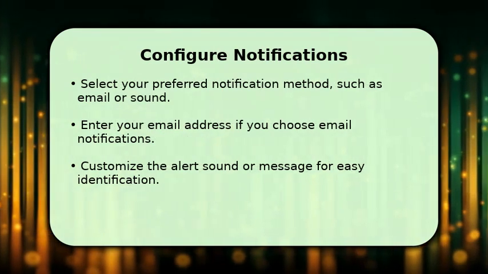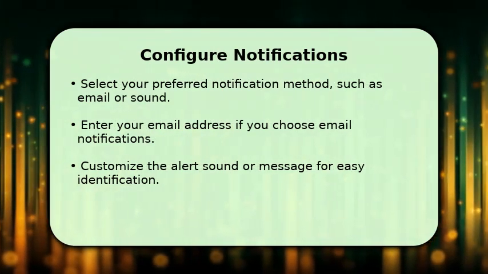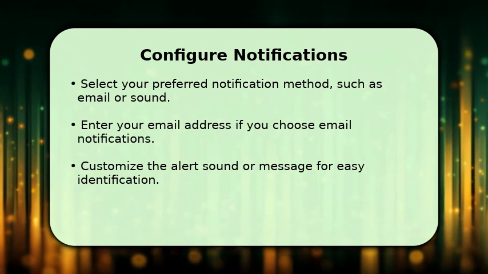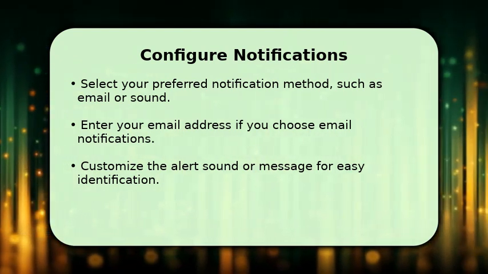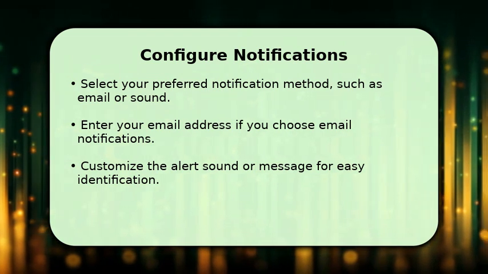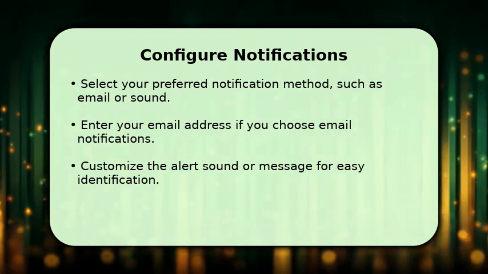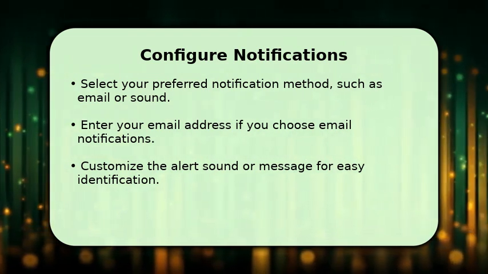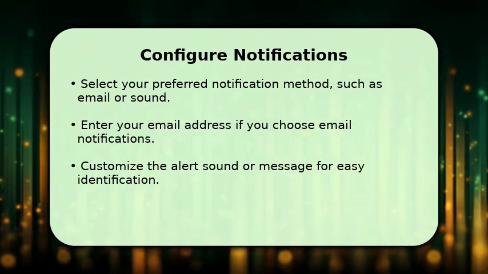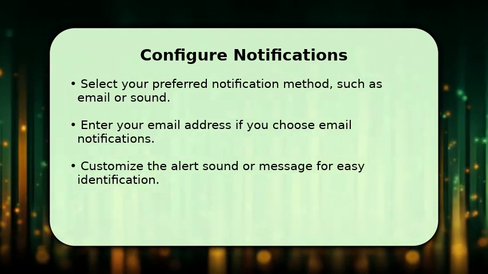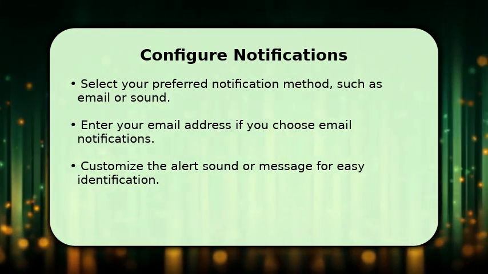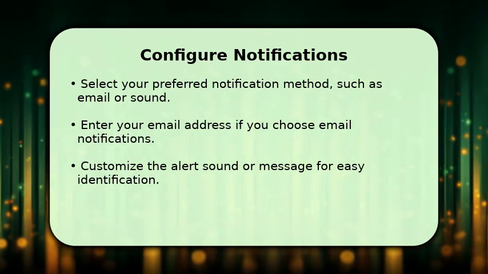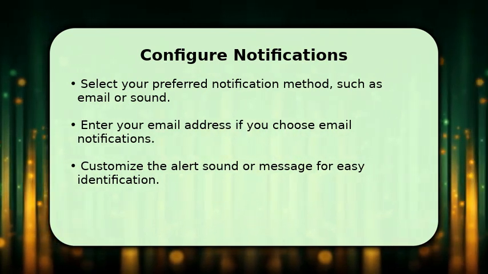Now let's configure how you receive your alerts. Thinkorswim offers several notification options, including email, text message, or an audible sound. If you opt for email, make sure to enter your correct email address. You can also customize the alert sound or the message content, making it easy to distinguish between different alerts. This ensures you get timely information in your preferred format.